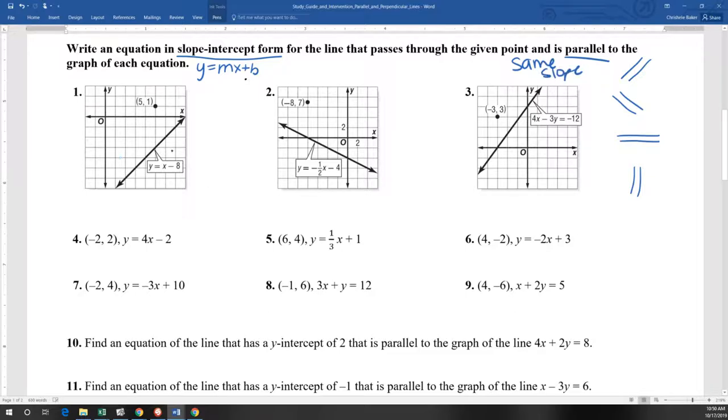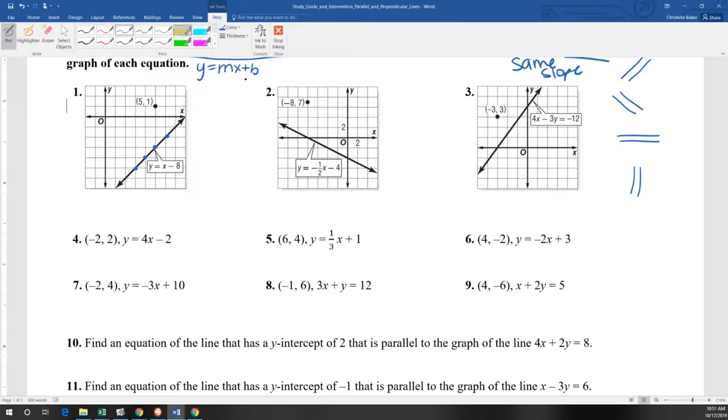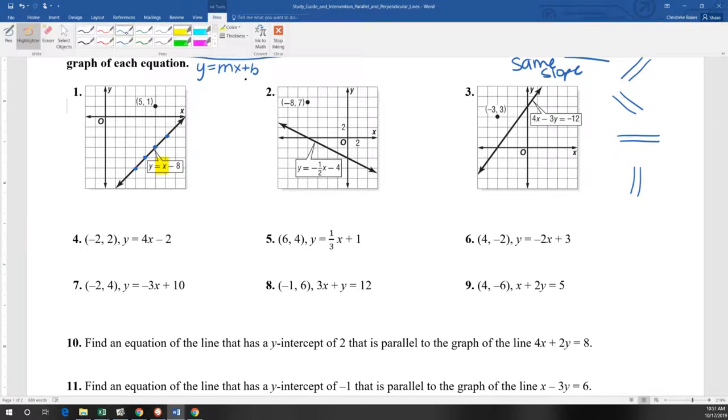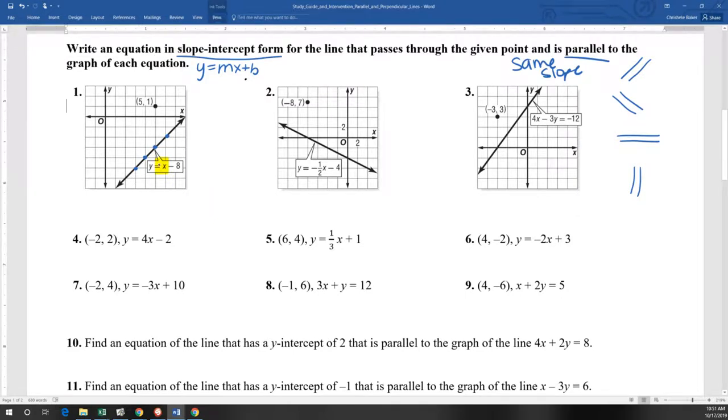So we need to look at number one and first figure out the slope. Well, we have a couple different ways we can do that. We can count, so find any point, up one to the right one, up one to the right one, up one to the right one. Or we can see that the coefficient on x would be a 1. So our slope is 1. That's what we're going to be using. And we're also going to go through this point 5, 1.